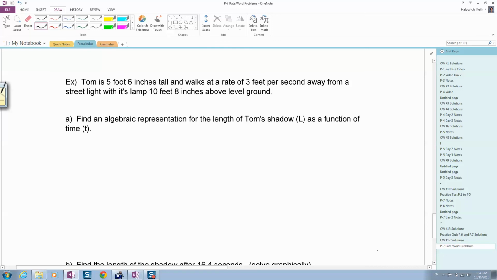All right, so the next question uses a lot of geometry. It says Tom is 5'6" tall and walks at a rate of 3 feet per second away from a street lamp with its lamp 10 feet 8 inches above level ground. So here is our street lamp with a little light there.